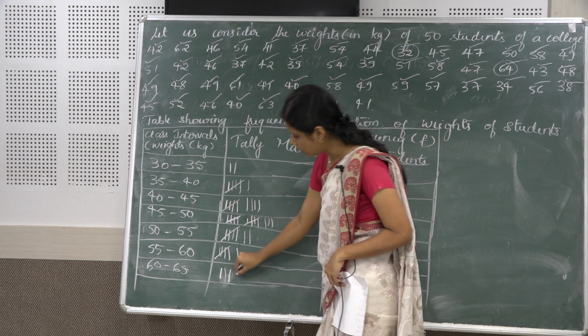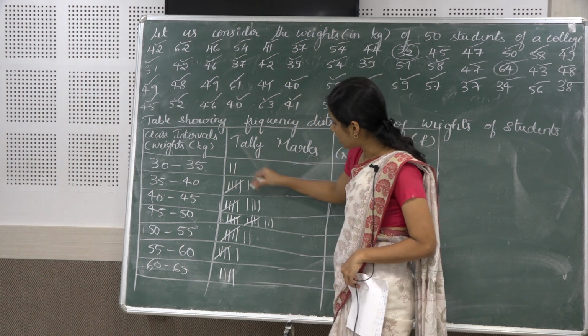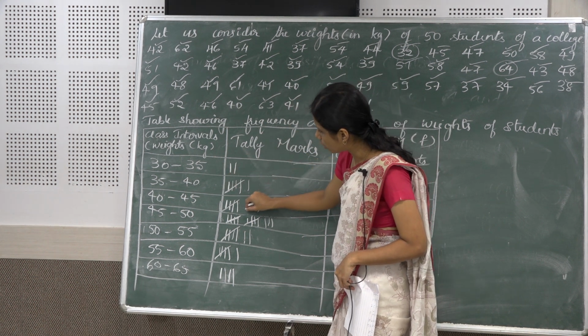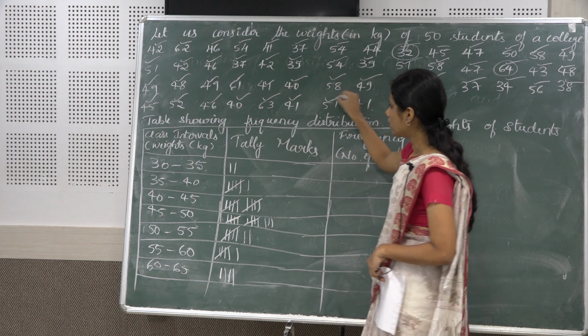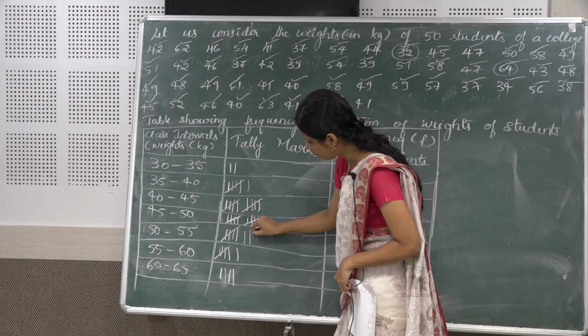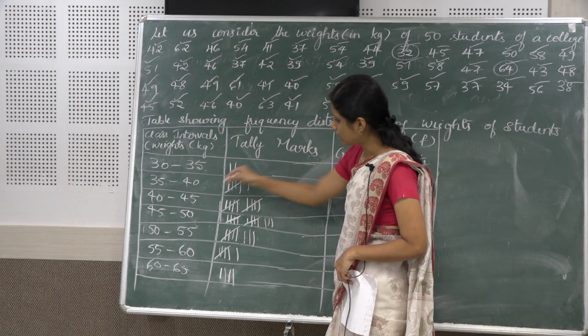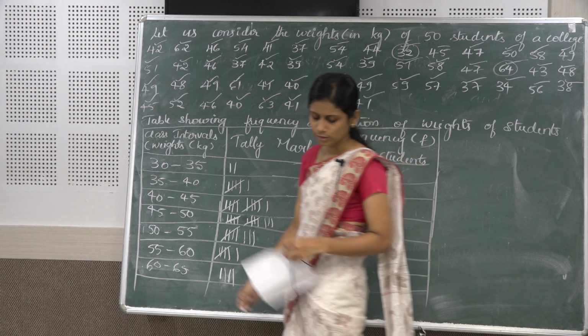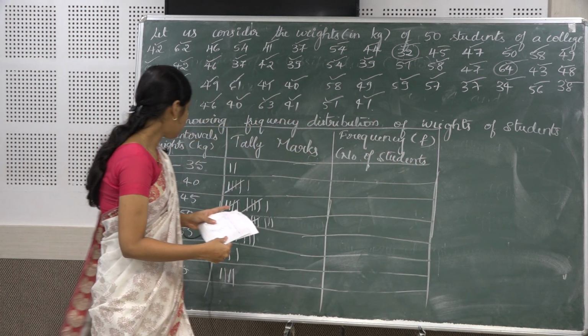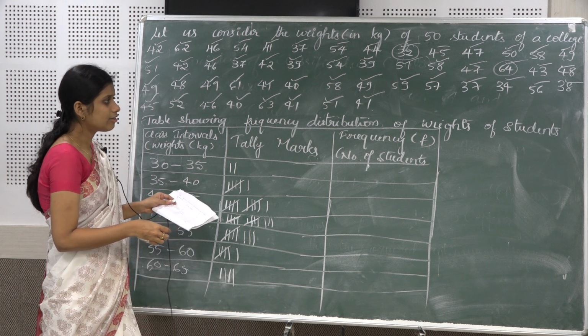63 comes in the last class, 60 to 65. 41 is in the range 40 to 45. Again one more diagonal you are going to mark. 51 lies in 50 to 55 class. Next 41. 41 is also in the class 40 to 45. So these are the tally marks that we have marked. Now we will write the frequency.